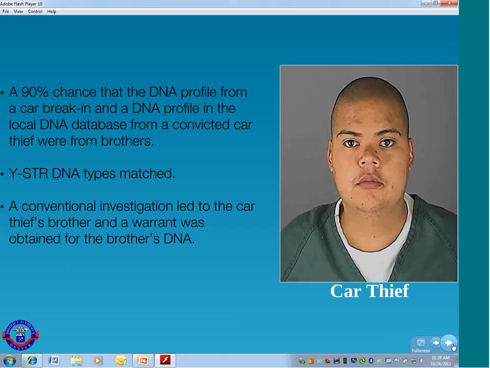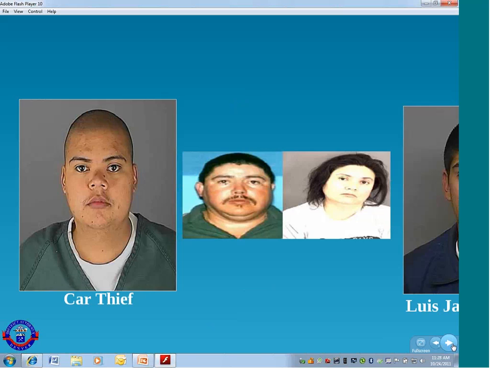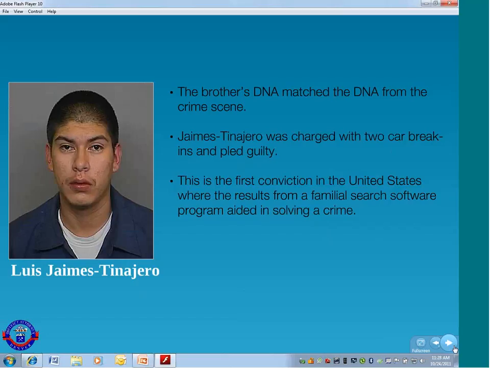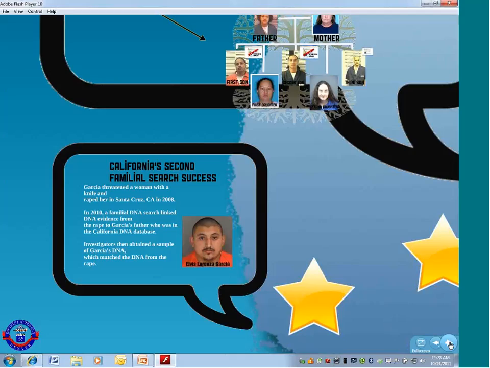We did Y-STR testing, got a match. Conventional investigation. These were their parents. We found the brother. His blood we were able to obtain through a court order, and we got a match to both cars, the blood in the cars, and charged him, and he pled guilty to breaking into the two cars. So that's the first conviction in the United States.